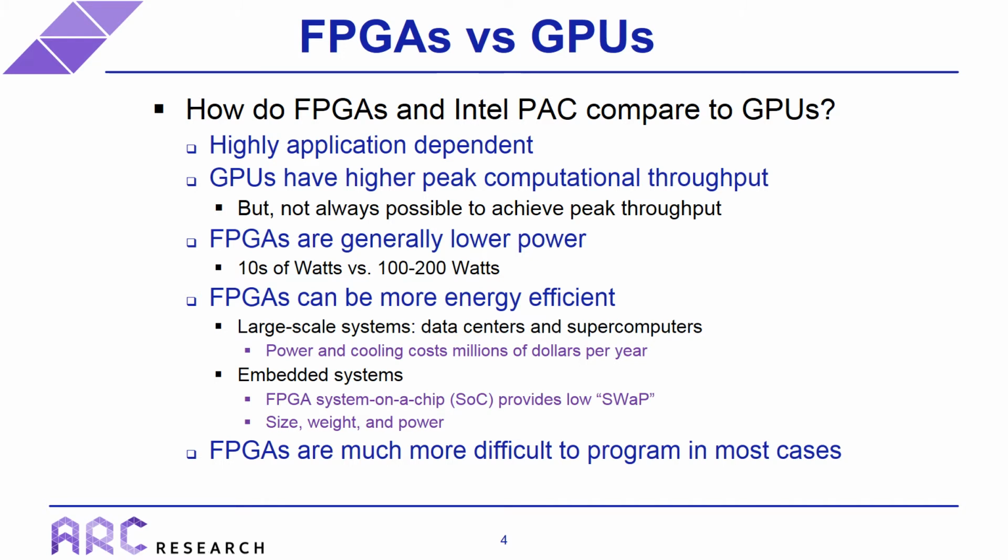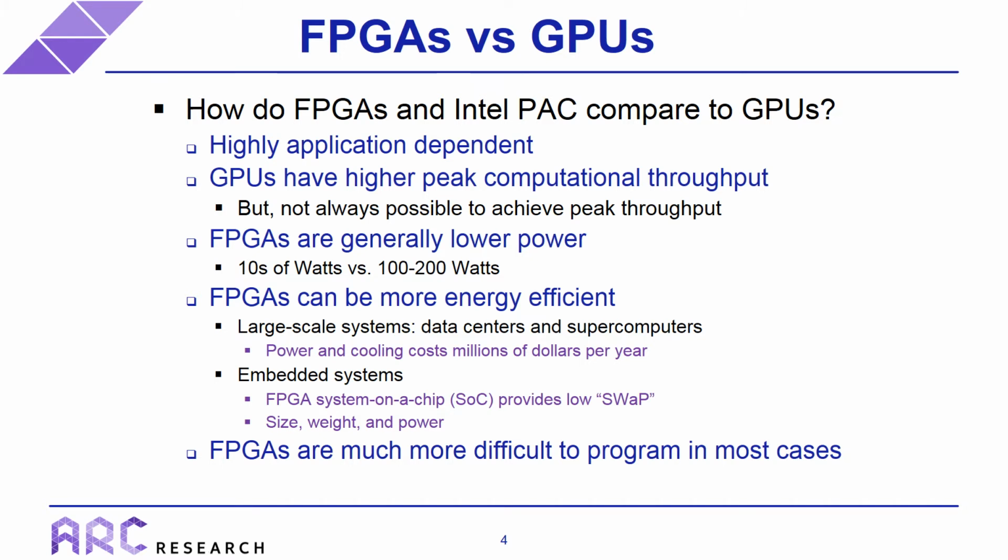So any kind of large-scale system, whether it's a data center or a supercomputer, these types of systems have enormous power and cooling costs that's on the order of millions of dollars per year, at least. And if you can reduce that energy by a considerable amount, you're making it much more practical to run those types of systems. FPGAs are also very commonly used in embedded systems.